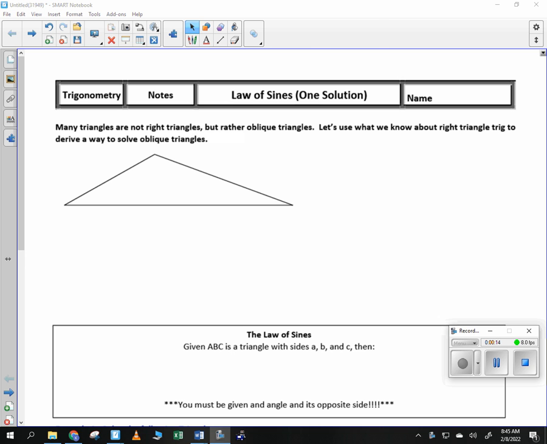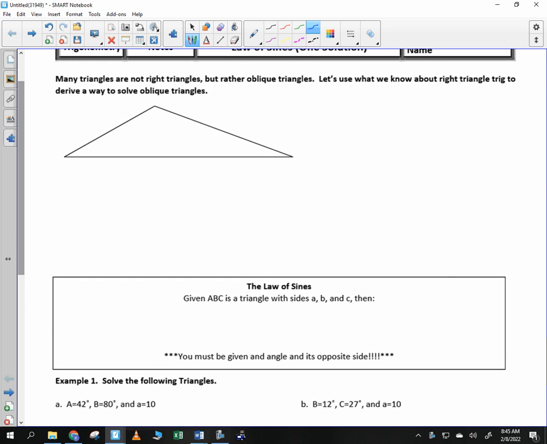Okay. You learned how to do SOHCAHTOA, right? SOHCAHTOA requires you have a right triangle. What happens if you don't have a right triangle? You don't do it. Exactly. I'm going to look at a triangle that's not a right triangle. We could do like 3 or 4 proofs in this class. We're just going to do one. It's very basic.